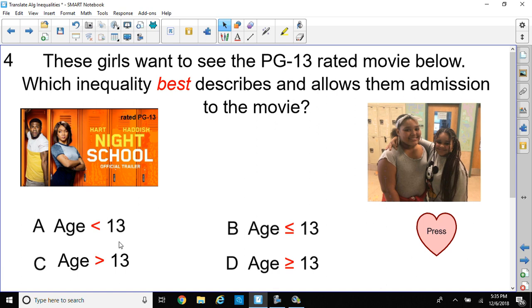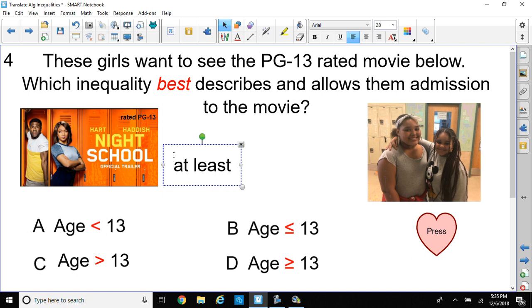Now notice I said the word at least. So they got to be at least 13 to get in the movie. So if they are 13, they can get in. If they're 14 or 15 or 16 on up, they still can get in, but they have to be equal to 13 or more. So let's look at these choices here. So we're going to have to be equal. So it's going to be either B or D.